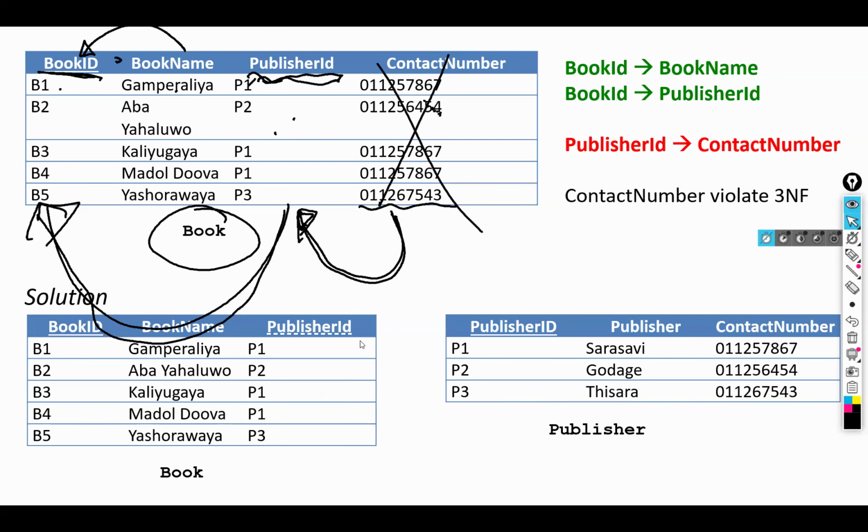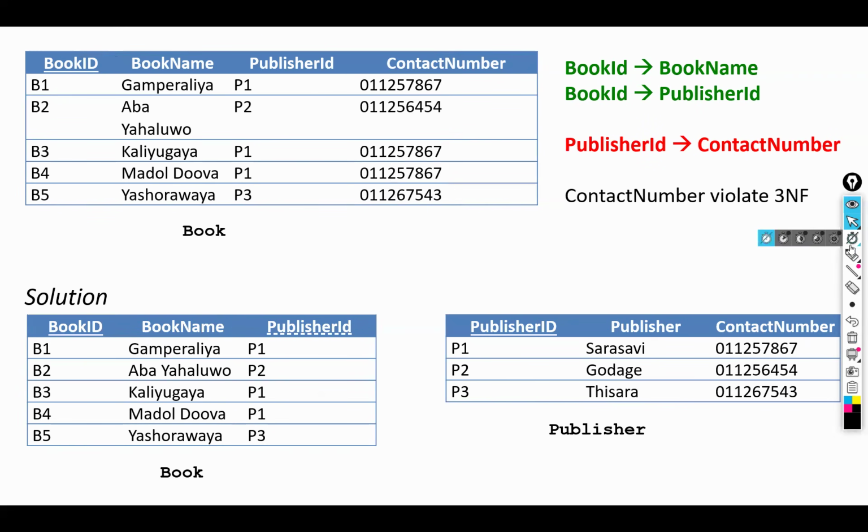Here you just have the publisher ID. Publisher ID. So now it's in third normal form. Okay. Is it clear?